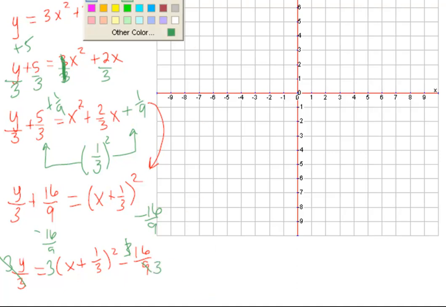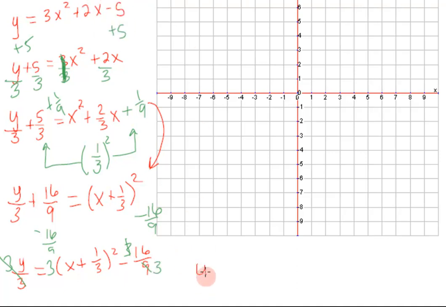So here we have the final answer. It was a long job here. Y equals 3 times x plus 1/3 squared minus 16/3, right? 16/3.